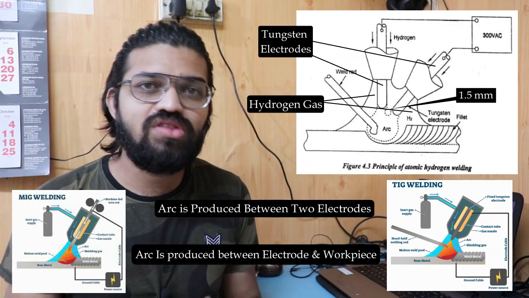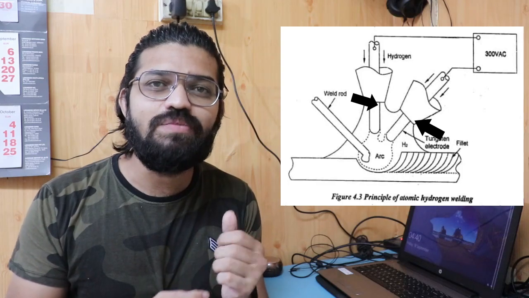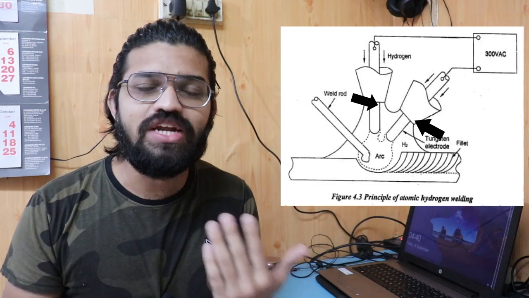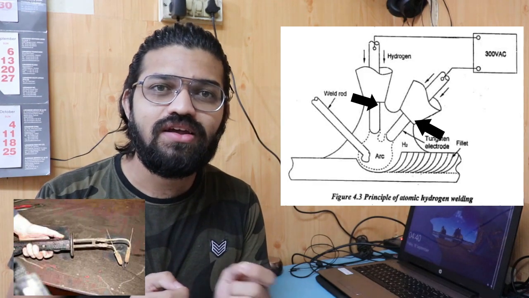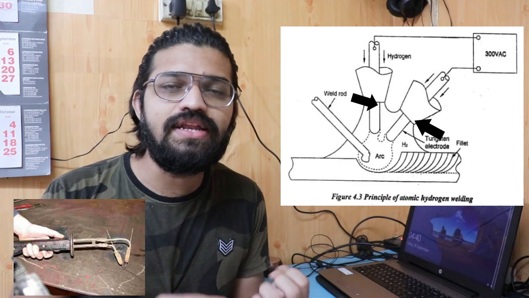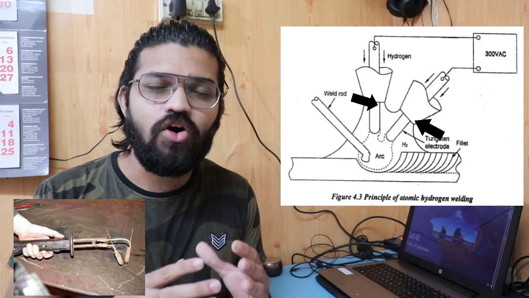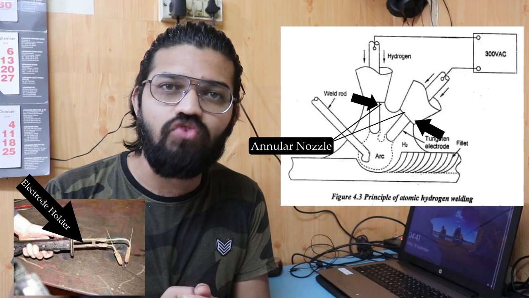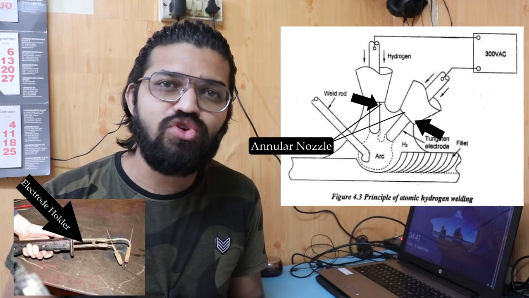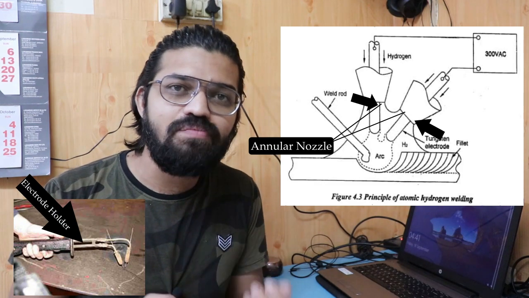So guys, now let's talk about the main components of the atomic hydrogen welding process. As we have seen, these two tungsten electrodes are a very important requirement of this welding process. The welding gun has these two tungsten electrodes in an inclined position, and it is able to produce a stable arc. These two electrodes are held in the electrode holder, and there is also an annular nozzle around the periphery of the electrodes.